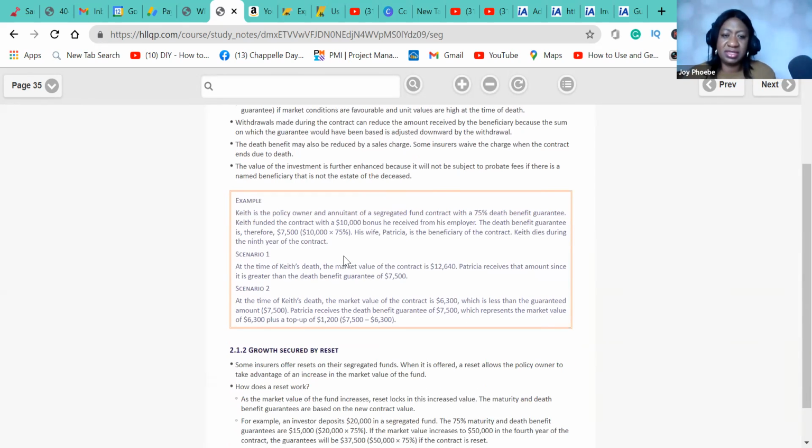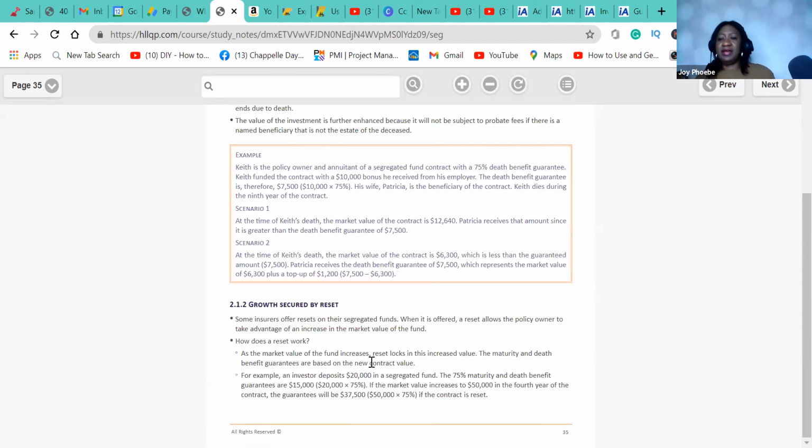Now they give us an example of the death benefit, which is pretty much the same. In the case of 75%, you multiply 10,000 by 75%, just like we did in the maturity guarantees. All right, let's move on.